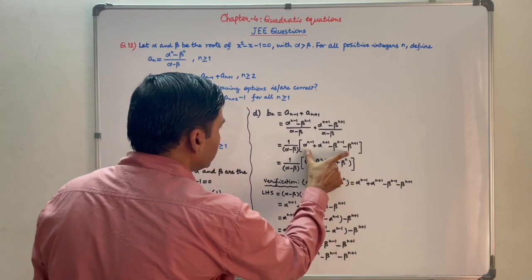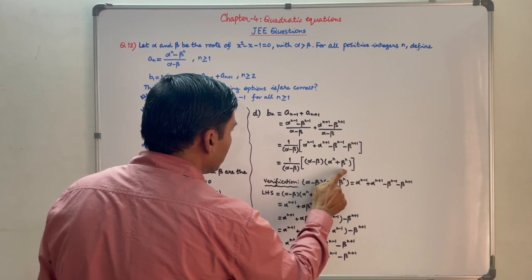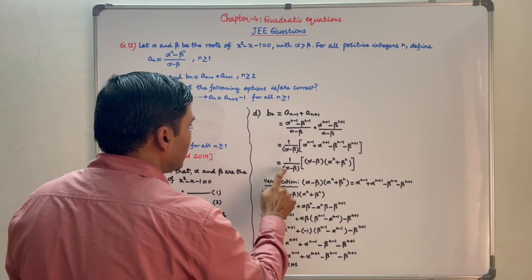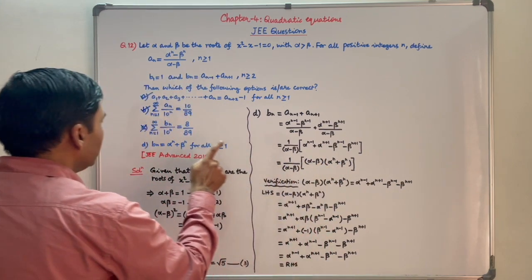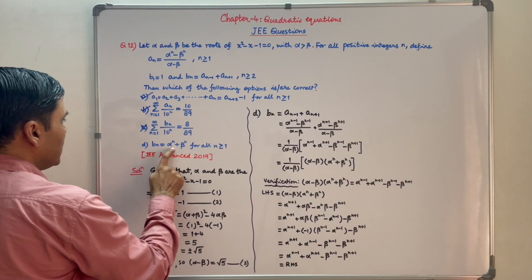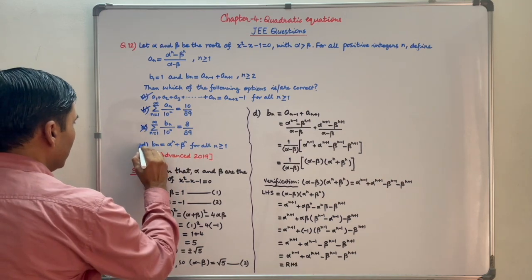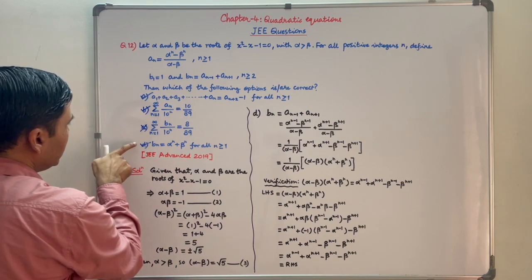So we can replace this by alpha minus beta into alpha to power n plus beta to power n. So alpha minus beta will get cancelled, and right hand side is equal to alpha to power n plus beta to power n. So here the right hand side is same. So statement D is also correct. So finally, correct statements are A, B and D.